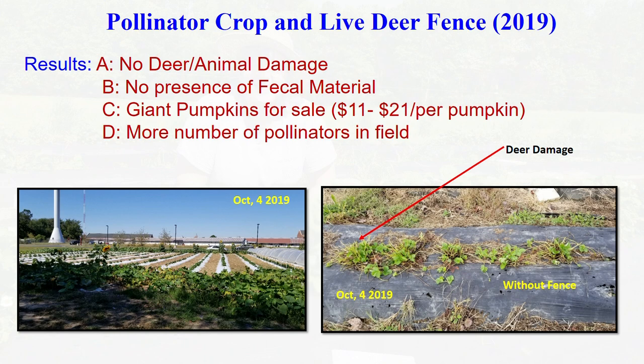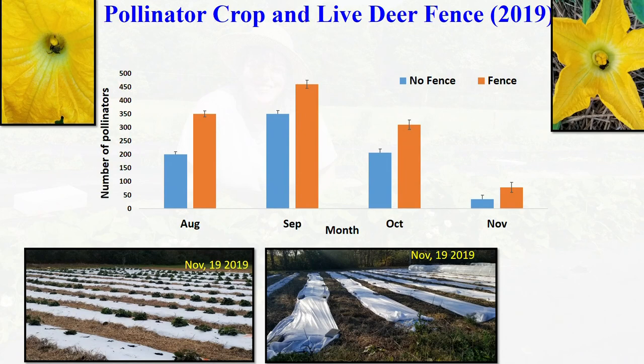So this is how my field looked. There is no damage. This is October 4 and the same thing. This is without fence where I didn't grow any pumpkin. So they were enjoying each 100 feet row per day.